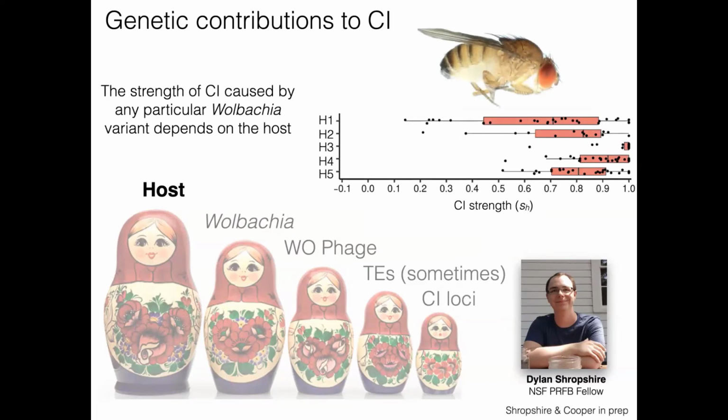This is preliminary, but the strength of CI caused by any particular variant can depend on host background. Like I said, I had results in the yakuba clade in 2017 showing we could sort of turn on and off CI as a function of host factors that are unknown. Dylan's interested in better understanding those. And some of this work goes back to results from Ari Hoffman in the early 2000s, where he observed some of this in the wML melanogaster system.